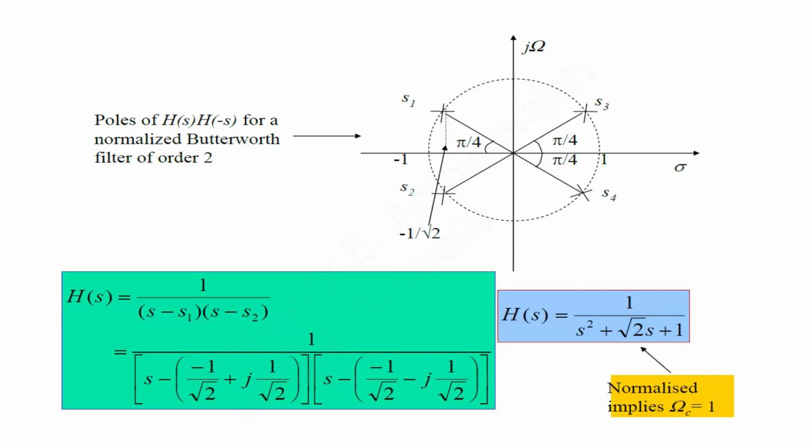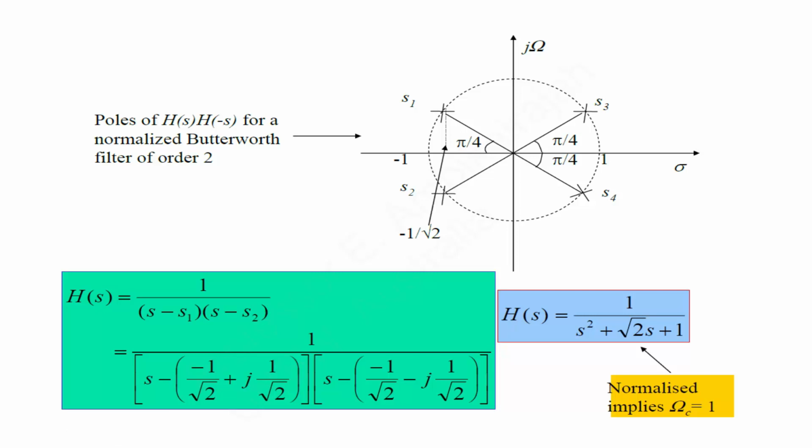Normalized implies omega c is equal to 1. So you will get 1 here always in the transfer function. If we say that this is a normalized transfer function, why? Because 1 is here. There is a procedure to denormalize the transfer function also. In that case, you will have to replace s by s divided by omega c. We will see that part in the next examples.